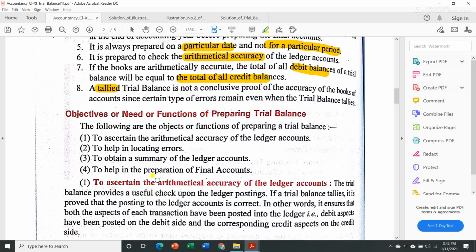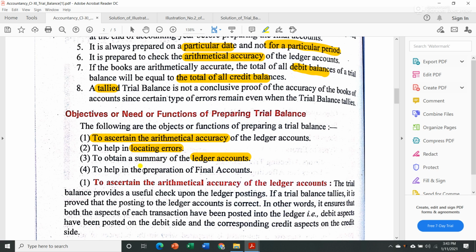Now what are the objectives or needs of preparing trial balance? To ascertain the arithmetical accuracy is the first and most important objective of preparing trial balance. Then it helps us in locating errors, because if we don't get equal on both the sides, then we definitely know that there is some mistake. To obtain a summary of the ledger accounts means from trial balance we will see how many ledger accounts we have prepared and what are those ledger accounts.